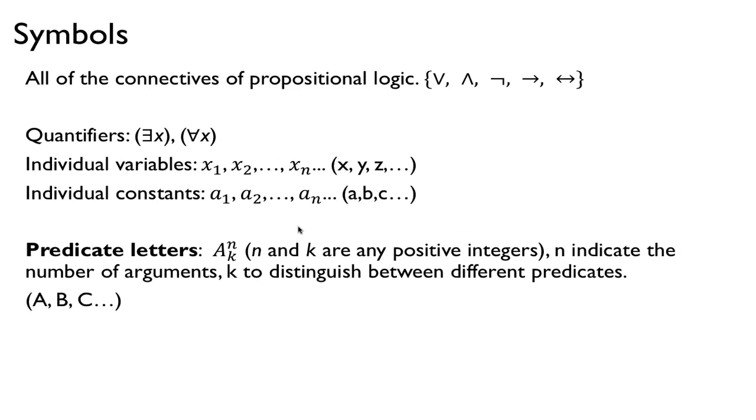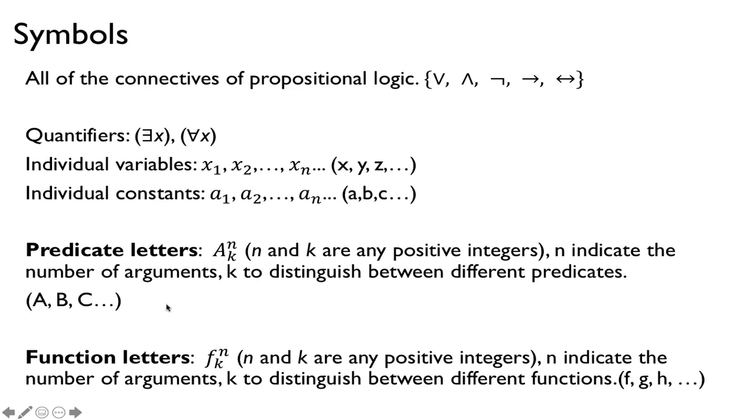Let's talk about predicate letters. The notation here is A of n, k. So n tells you the number of arguments, for example two arguments or one argument, and k is just to distinguish between different predicates. But usually instead of using this notation, we just say A, B, C instead of using the k as a subscript. And then for the n, we use the function notation with n arguments. But these are predicate letters.